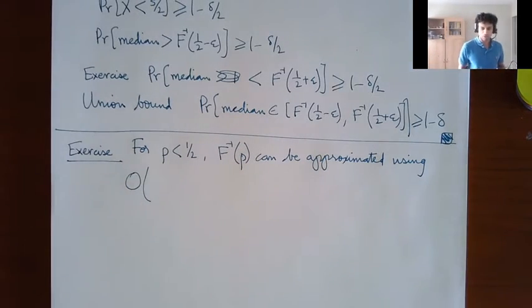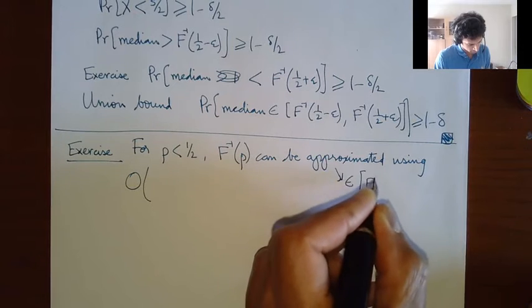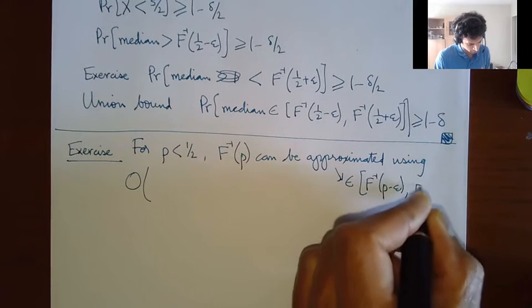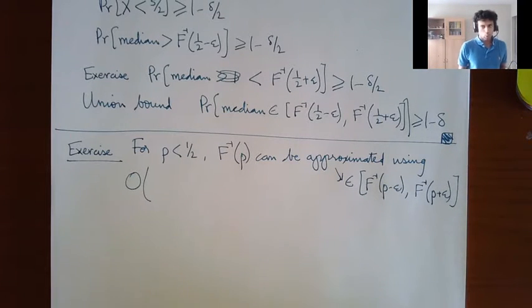Does anyone have a guess as to what this expression should be? How many samples do you need? So by approximated, I mean you get something in f inverse p minus epsilon, f inverse p plus epsilon. What is the expression that you expect? Basically using Chernoff bounds. And thoughts?